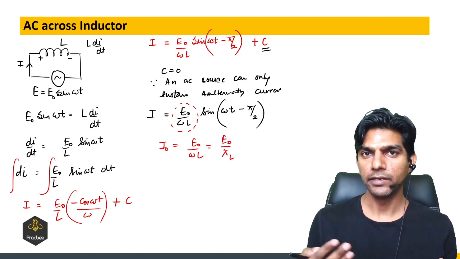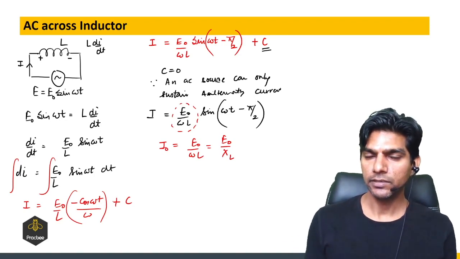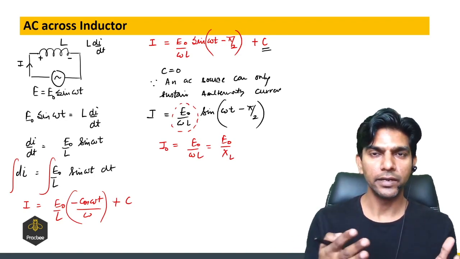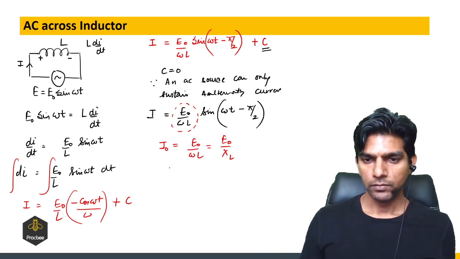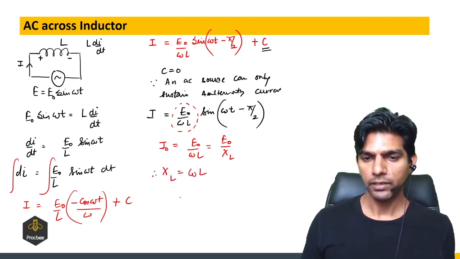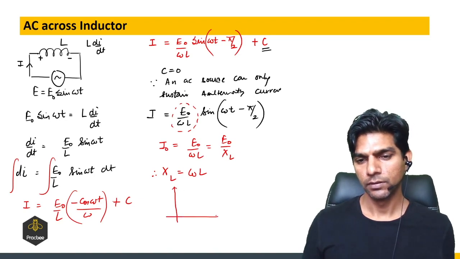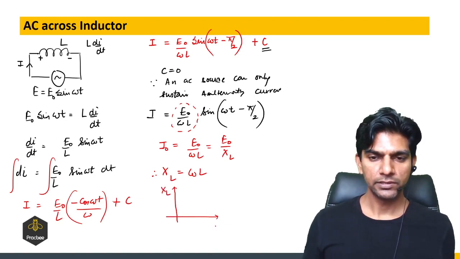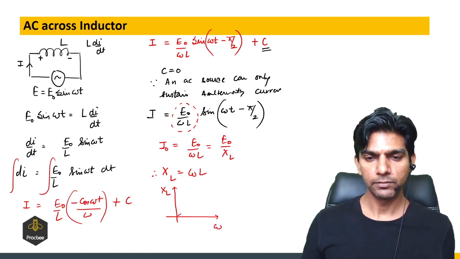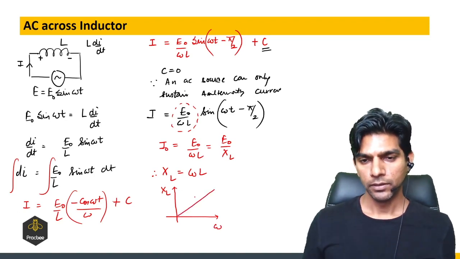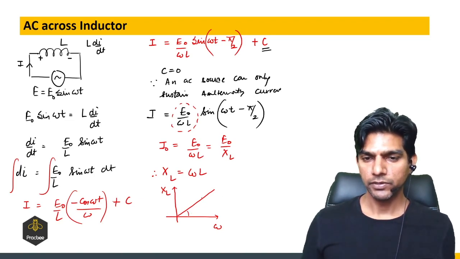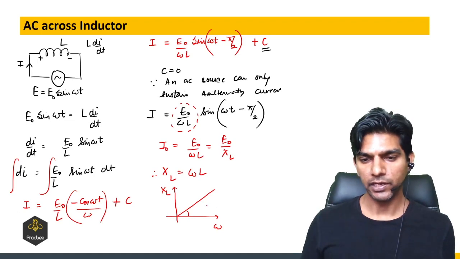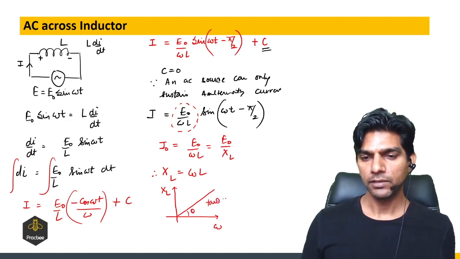and this omega L can be written as XL, where XL is nothing but the inductive reactance, and this inductive reactance is just like a resistance offered by the inductor to the alternating current. So we can say XL has value omega L, and if we plot the graph, on the y-axis we have XL, on the x-axis we have omega, so it will be a straight line. Got it? And the slope of this straight line will give us the self-inductance value. So this is theta. So tan theta will be L.